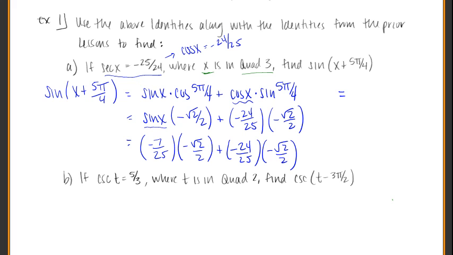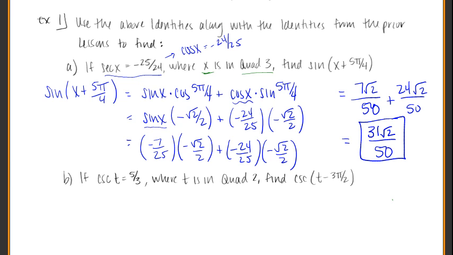So finishing this up, it'll be 7 square roots of 2 over 50. On the right, it'll also be a positive 24 square roots of 2 over 50. Common denominator of 50, 7 square roots of 2 and 24 square roots of 2 looks like 31 square roots of 2. Box that one up and we can call it done.